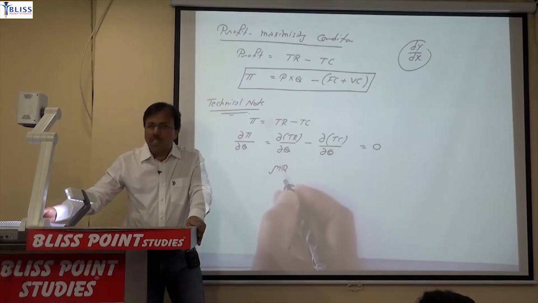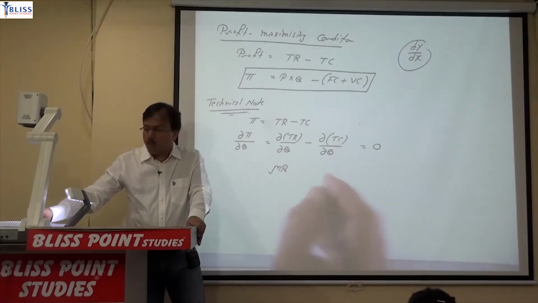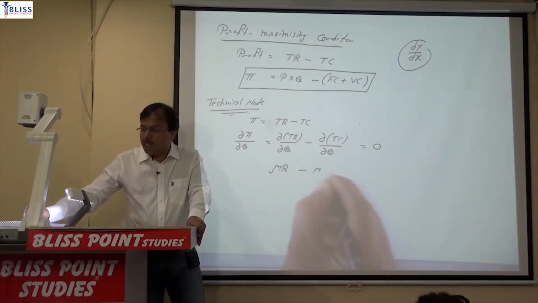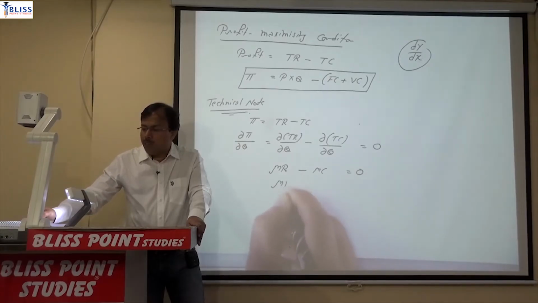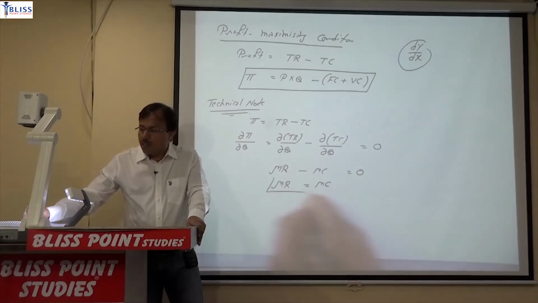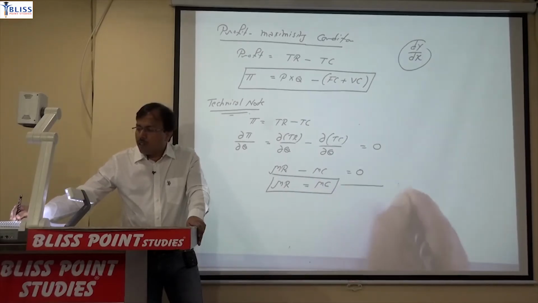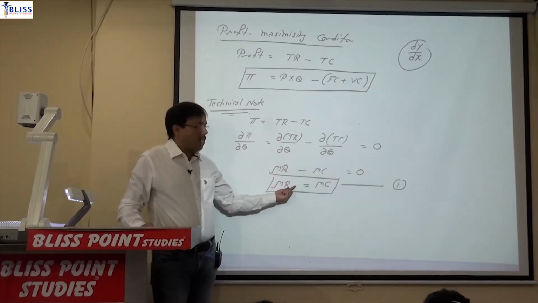टोटल रेवेन्यू को डिफरेंशिएट करेंगे तो क्या आ जाएगा? मार्जिनल रेवेन्यू. सिमिलरली टोटल कॉस्ट को डिफरेंशिएट किया तो मार्जिनल कॉस्ट. तो MR माइनस MC इक्वल टू 0, विच मीन्स मार्जिनल रेवेन्यू इज इक्वल टू मार्जिनल कॉस्ट. ठीक है, ये डिफरेंशिएशन यूज नहीं करना है कहीं, आप डायरेक्टली ये कंडीशन अप्लाई करते हो.